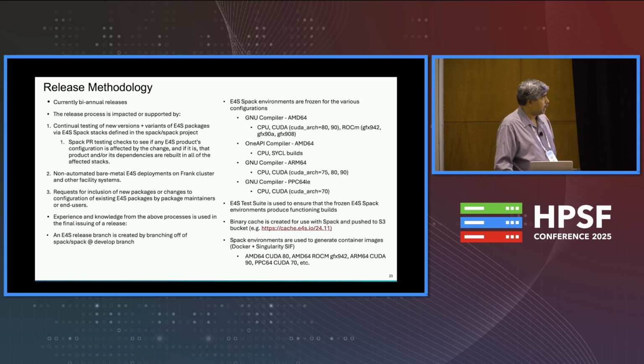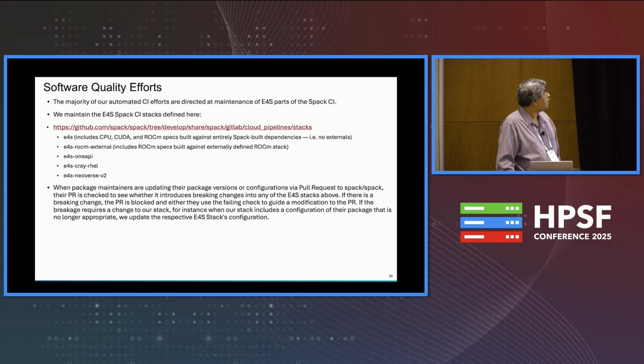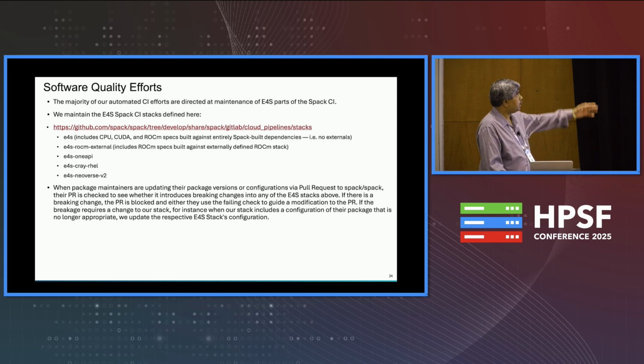In this case, the last release, binary cache is pushed to cache.e4s.io/24.11 for the supercomputing release. And then the Spack environments are used to generate these container images. And there are some software quality efforts based on the automated CI that is directed at maintaining this distribution. You can see the details of the cloud pipelines over there.